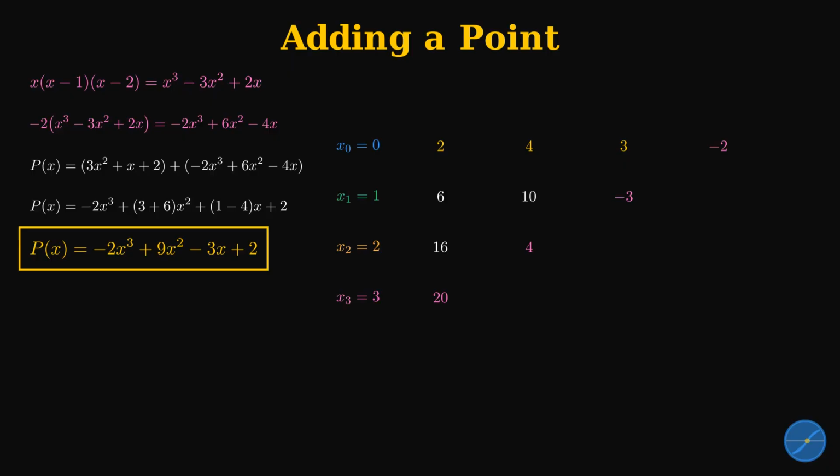One thing worth noticing, that top number came out non-zero. That's why we now have a cubic, not a parabola. If the new point had sat right on the old parabola, 3x squared plus x plus 2, this entry would have been 0, and the polynomial would have stayed the same parabola.